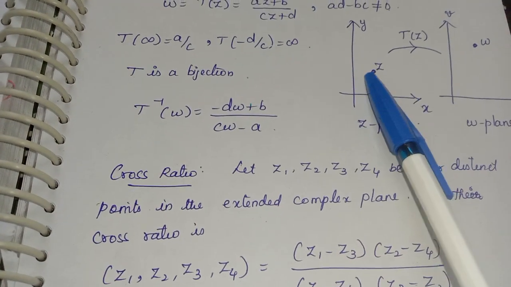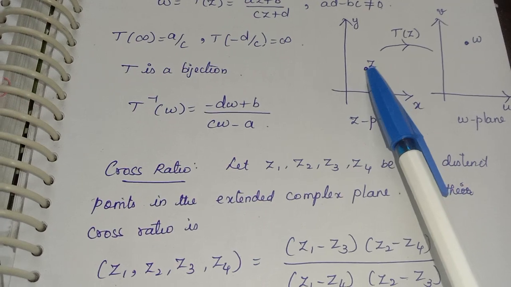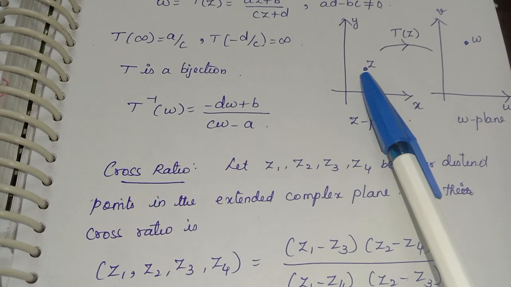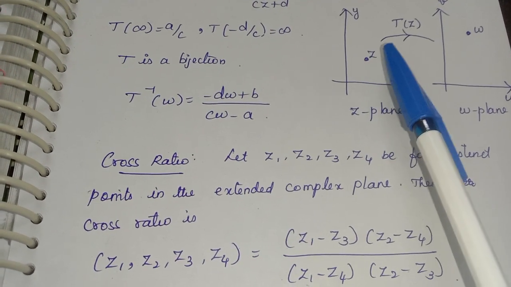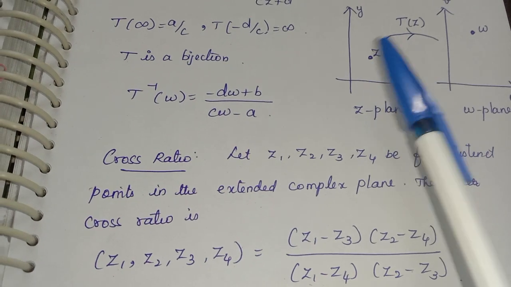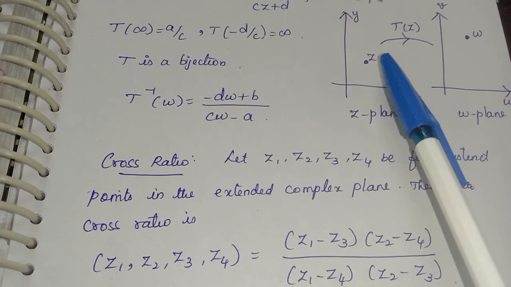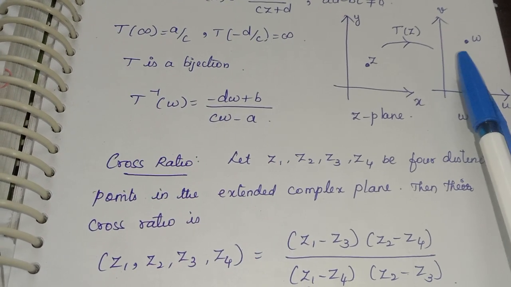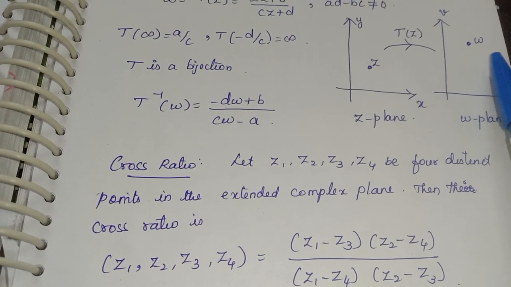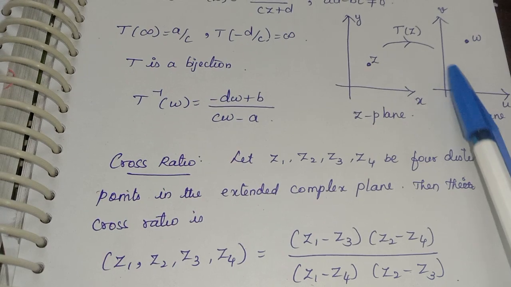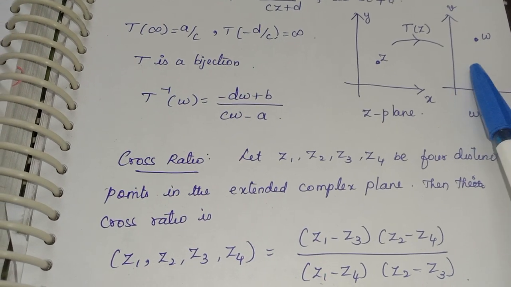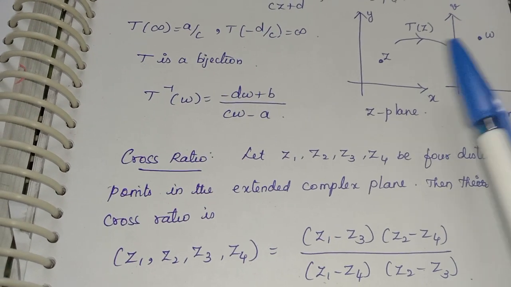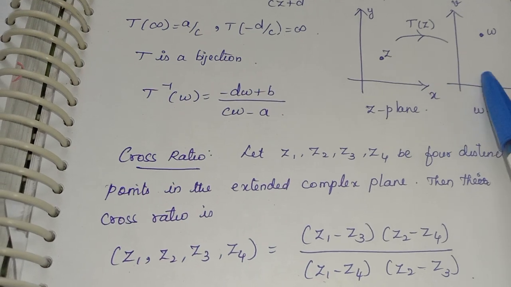See, if you take 4 distinct points in the z plane, let me take z1, z2, z3, z4. Take 4 distinct points here. Okay, find out the cross ratio. Keep it here. And now all these 4 points will have a unique image here, no? So let them be W1, W2, W3, W4. So here I am having 4 images here. Find out the cross ratio for these points also. These two cross ratios will be same.